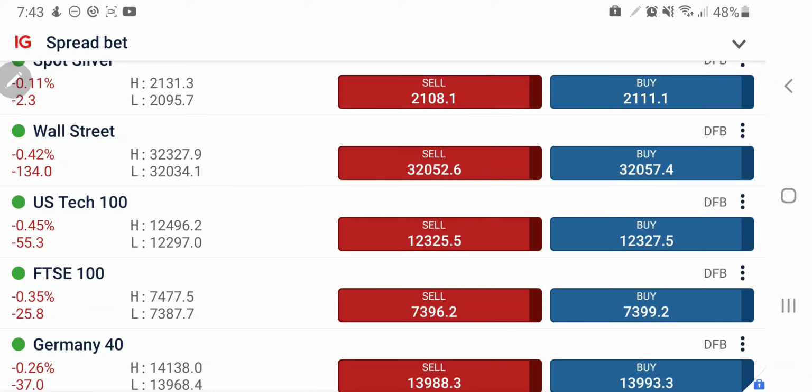Again Dow and Nasdaq both trading with a drop. What is going to happen today? We will try to see with the help of candlestick charts and indicators.